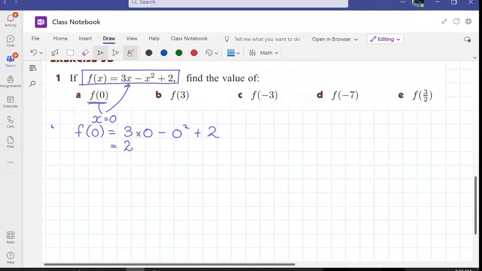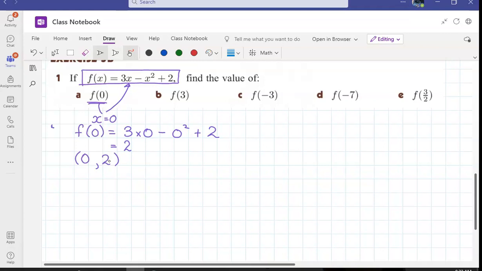If we're talking about a graph, this gives me the coordinate, what? 0, 2. Correct. And that's a very important point. It is, in fact, the Y-intercept. That's good.